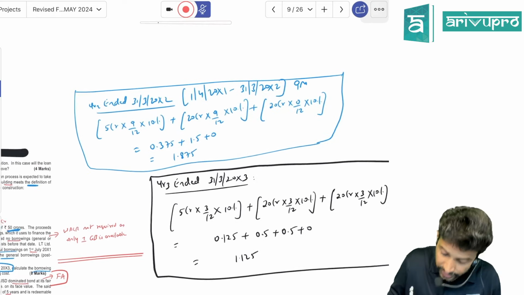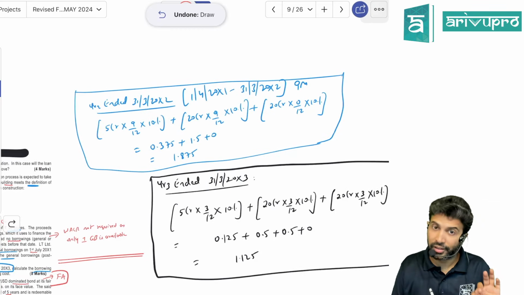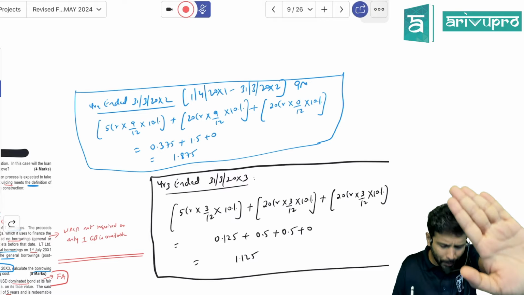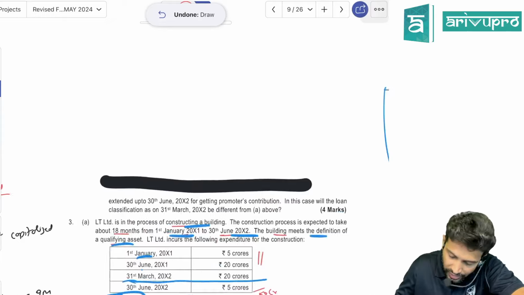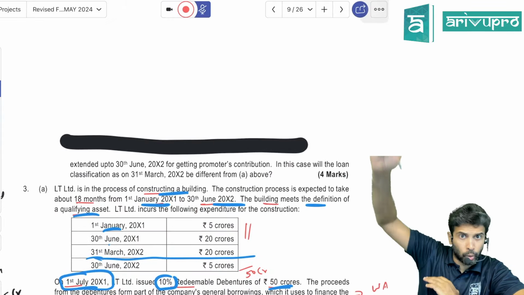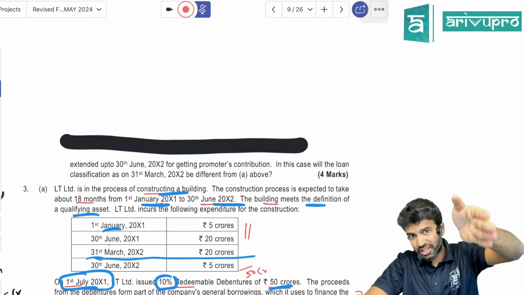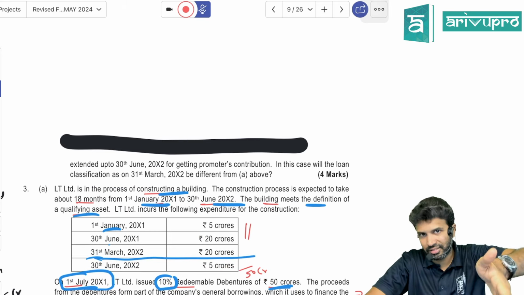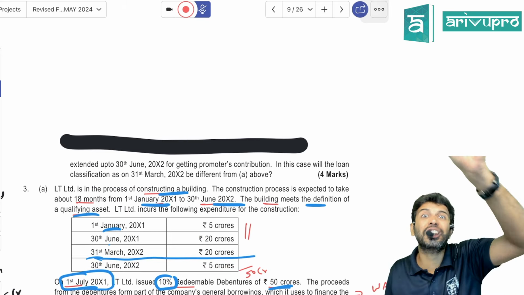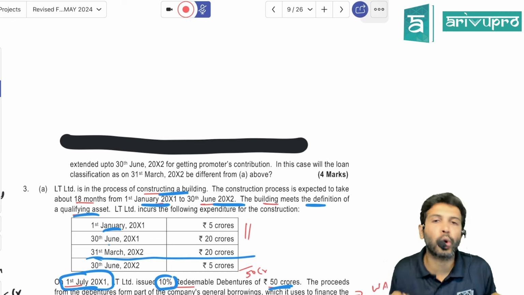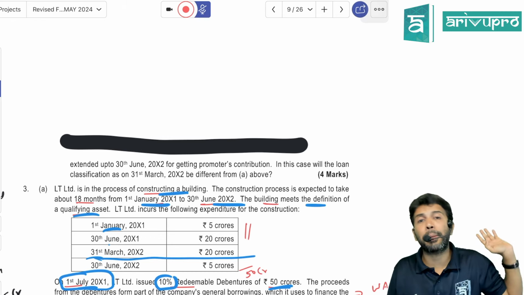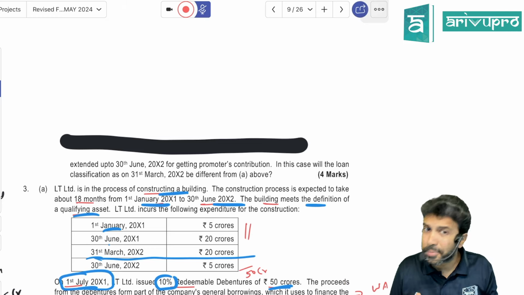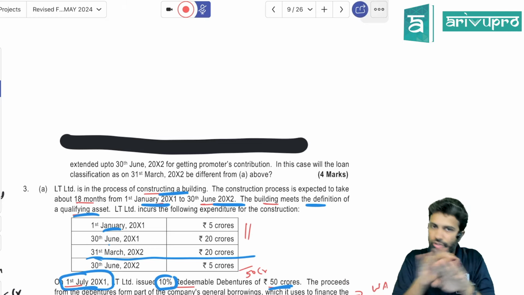Third year. Our third year is ending on 31st March 20x3. But hang on. Sir, your year might be ending on 31st March 20x3, but will you capitalize for the whole year? Oh, no, sir. For capitalization of borrowing cost, there is a cutoff window that we call cessation of borrowing cost. Cessation of borrowing cost means putting an end to capitalization. When will you end the capitalization? When the qualifying asset is substantially complete. That is the day on which we stop capitalization.